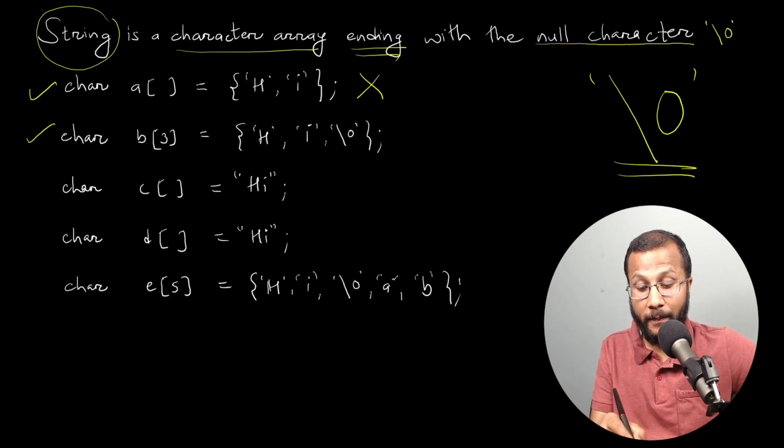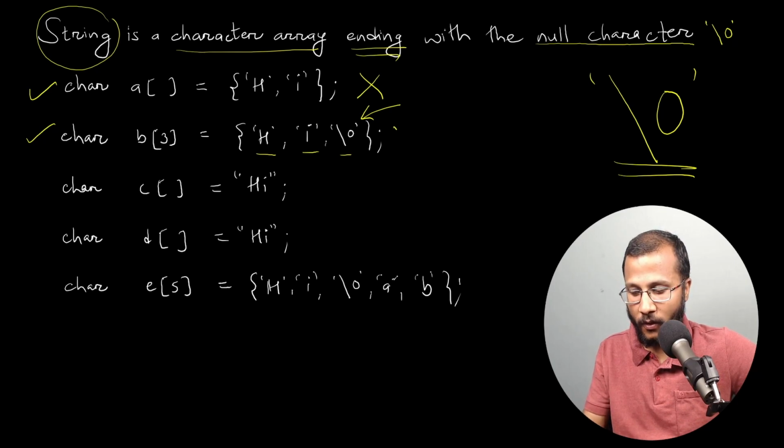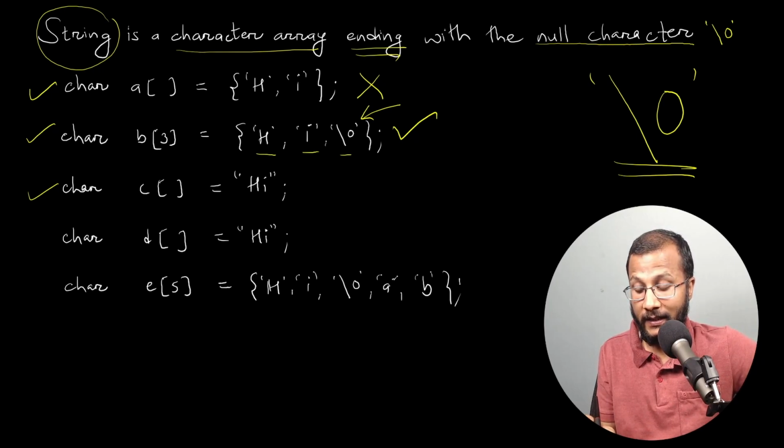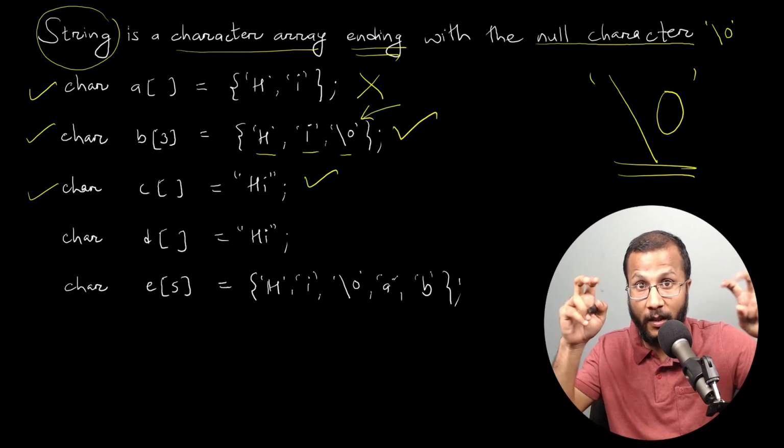What about B? In B, the size is 3. There are 3 elements, 1, 2, 3, and the last element is the null character. So this qualifies to be called a string. So I say that character array B is a string. What about C? In C, I have not given the size. It's okay, I can avoid giving the size. Here I have given the string "hi" in double quotes. That means the null character is automatically appended at the end. So this qualifies to be called a string. Whatever comes inside the double quotes is a string.